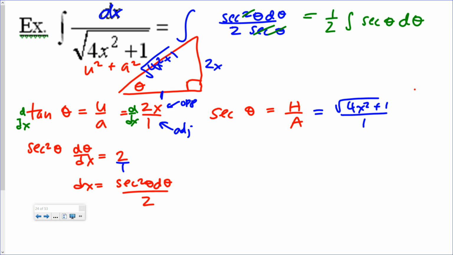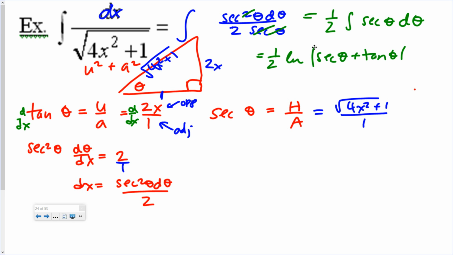Is this on my pink sheet? Yes, it actually is. What's the integral? Be careful. What's the integral of secant theta? Pull it out if you're not sure. ln of secant theta plus tangent theta. So this is equal to 1/2 the ln of secant theta plus tangent theta.